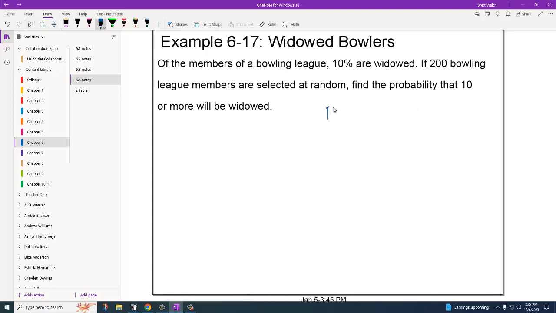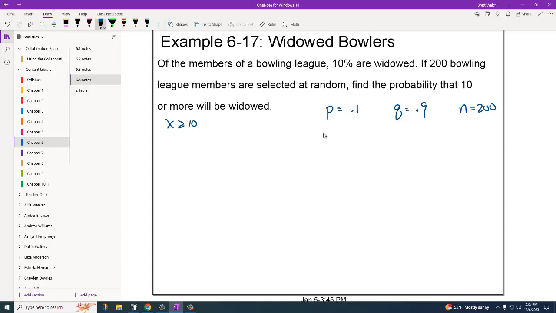So that means my probability of success should be 0.1. Probability of failure is 0.9. If 200 bowling league members are selected, that means N is 200. And my X, it says find the probability that 10 or more. So I can be bigger than 10, but 10 does work, so I'm going to use an equal to bar there. That's what we're shooting for. X to be greater than or equal to 10.